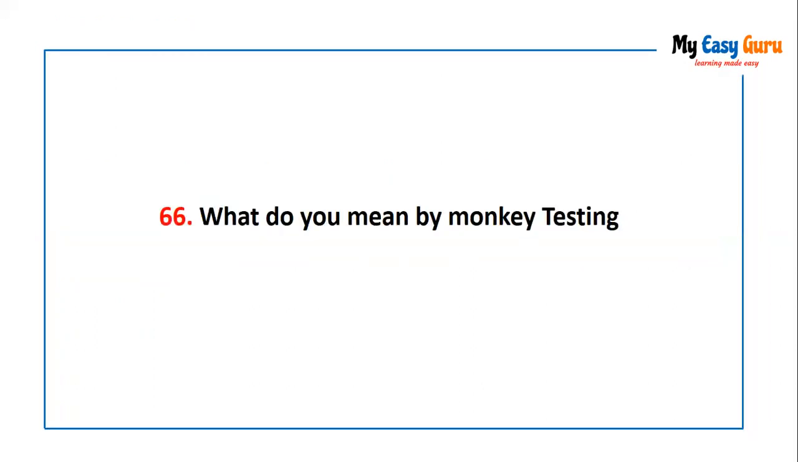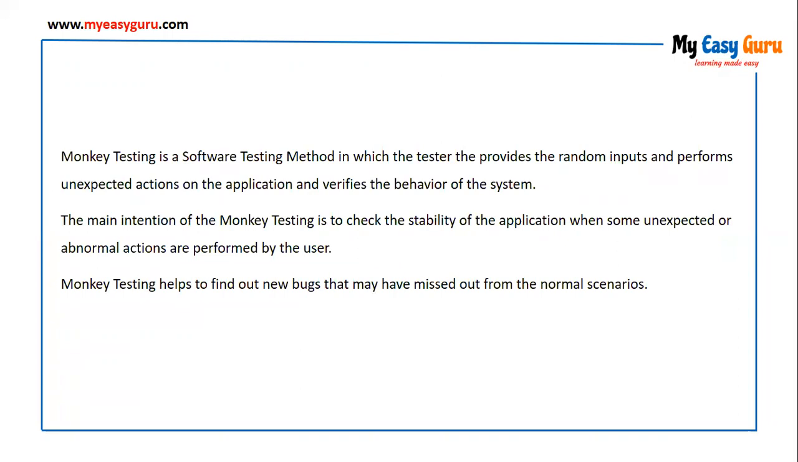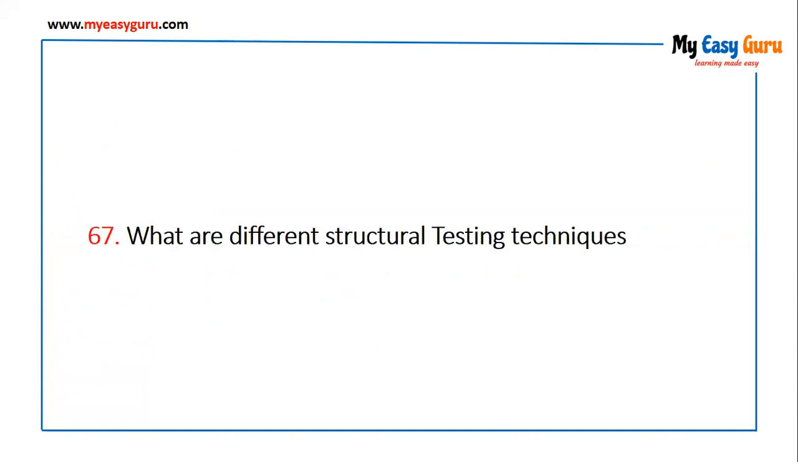What do you mean by monkey testing? Monkey testing is a software testing method in which the tester provides some random inputs and performs unexpected actions on the application and verifies the behavior of the system. The main intention of monkey testing is to check the stability of the application when some unexpected or abnormal actions are performed by the user. Monkey testing helps to find out new bugs that may have been missed from the normal scenarios.